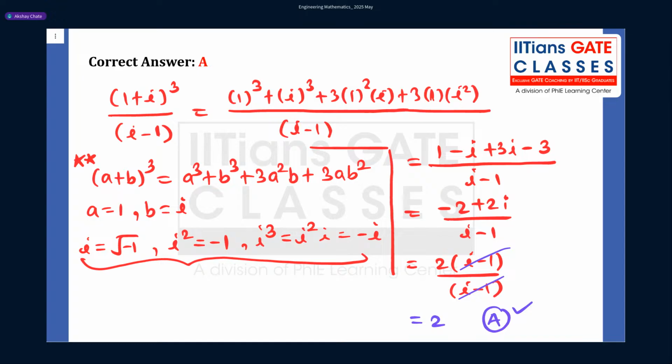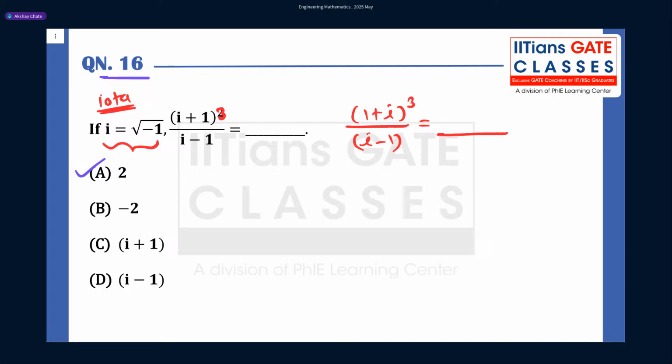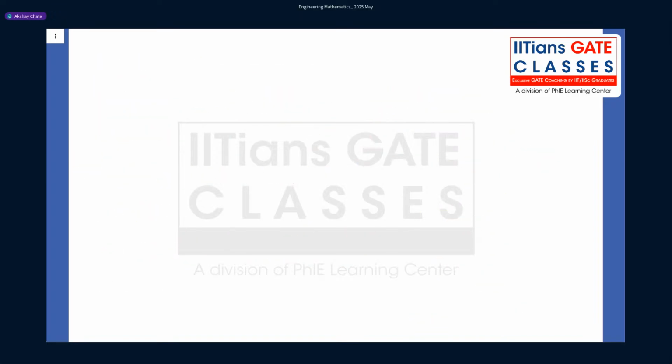As I said, usually there are 1 or 2 such questions. This time they have asked a straightforward question, but you should prepare this topic very thoroughly, because these are sure short questions and you should not miss out on those, especially if you are preparing for the next edition. Anyway, the answer to this question was option A, equal to 2. So let's move on to the next question.